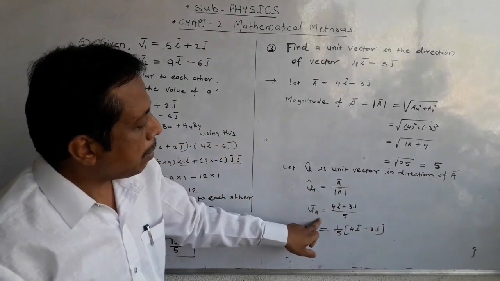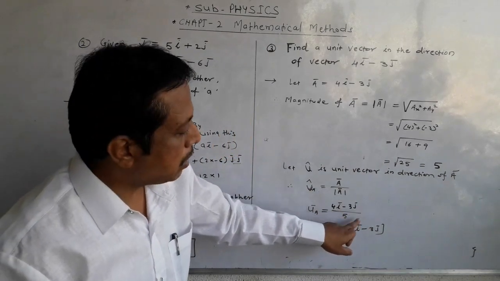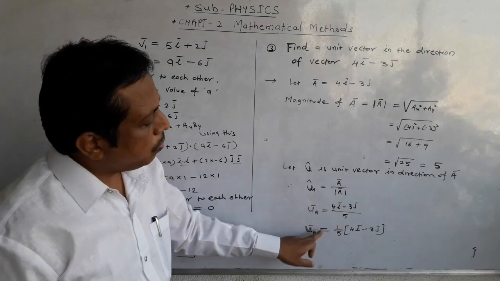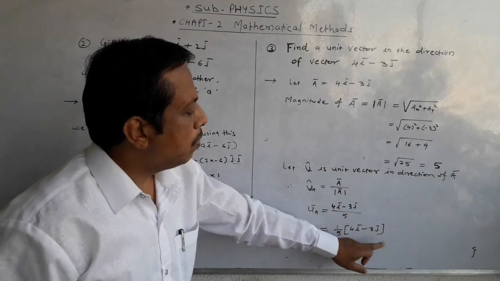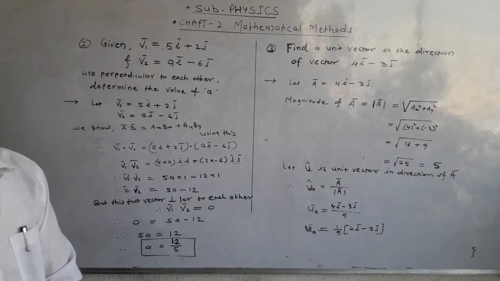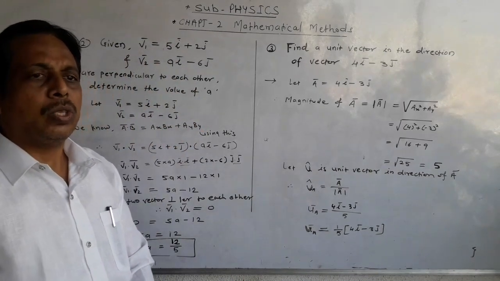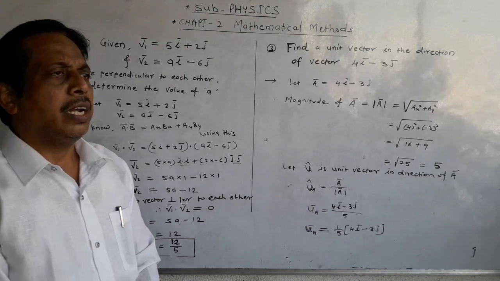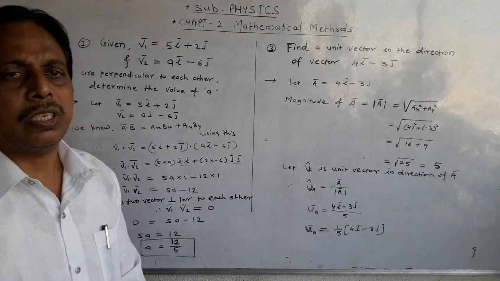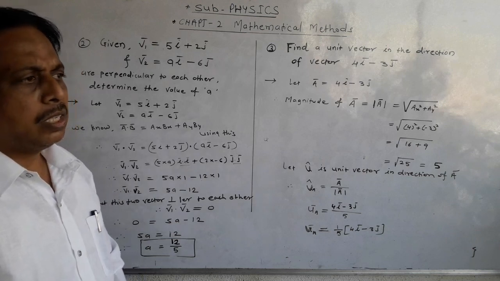Therefore, u a cap is equal to 4i minus 3j upon 5. Also we can write 1 upon 5 times the bracket 4i minus 3j. This is nothing but the unit vector. You also know this about the unit vector: the given vector divided by its magnitude is nothing but the unit vector. Understand it? Okay.